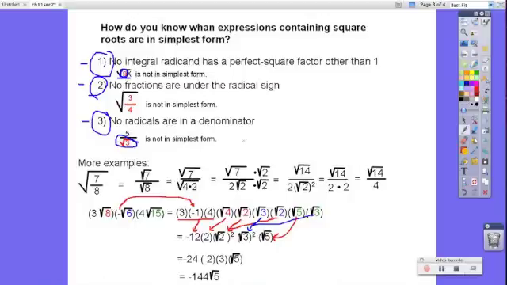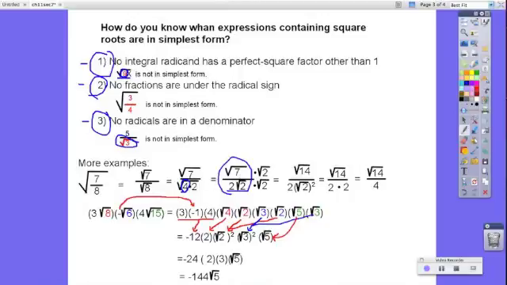Here's another example. Square root of 7 over 8. This is the square root of 7 over the square root of 8 by our quotient property. Square root of 8 equals square root of 4 times 2. Remember, try to take that largest perfect square out of there. This gives us the square root of 7 over 2 square root of 2. See that? Square root of 4 is 2.